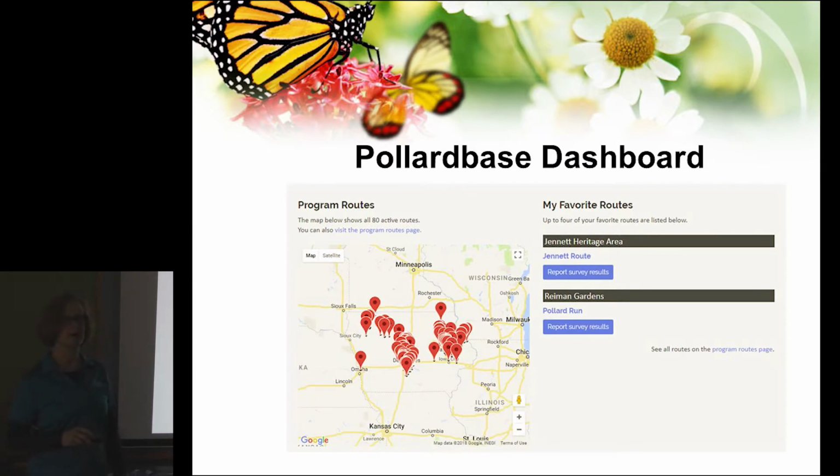So when you sign into Pollard Base, this is your dashboard. This is what you're going to see. You'll see program routes. This is all the routes that are active in the state at the time. You can go up here on the blueprint and pick Visit the Program page. This will help you find your route, and then once you get to that page on your route, there's a place where you can pick that as your favorite. That way it always shows up on your favorites on the dashboard. That way you can easily go to your route, especially if it's at the end of the alphabet. You don't have to go through 6 pages every time when you get on the site to enter your surveys.